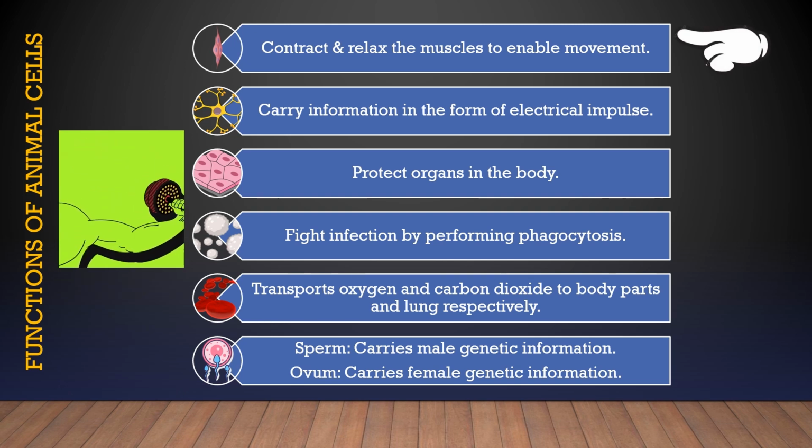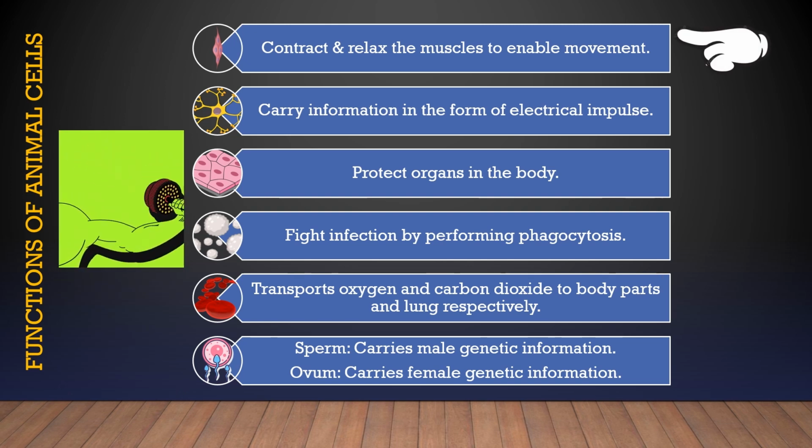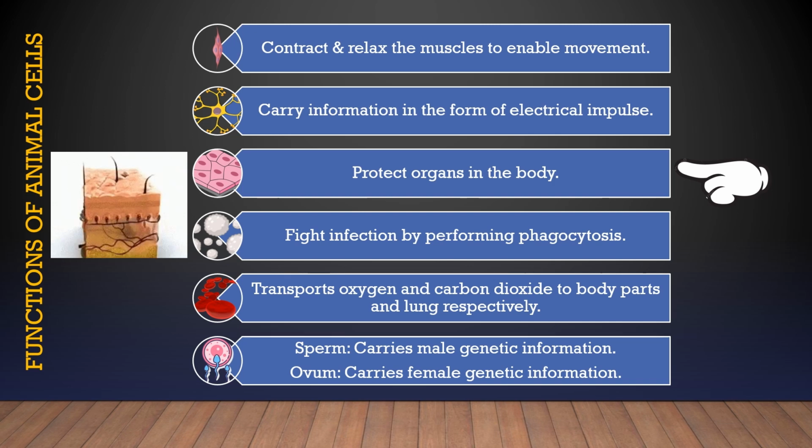First we have the muscle cell. Muscle cells will contract and relax the muscles to enable movement. Second, we have the nerve cell. Nerve cells will carry information in the form of electrical impulses to your brain. This is why if you mistakenly touch a hot kettle, you will immediately withdraw your finger from the kettle in milliseconds. Next, we have the epithelial cell.